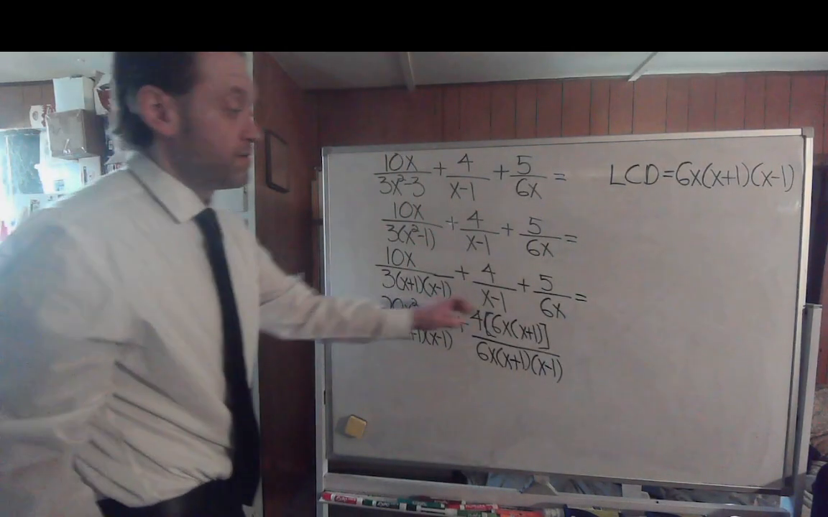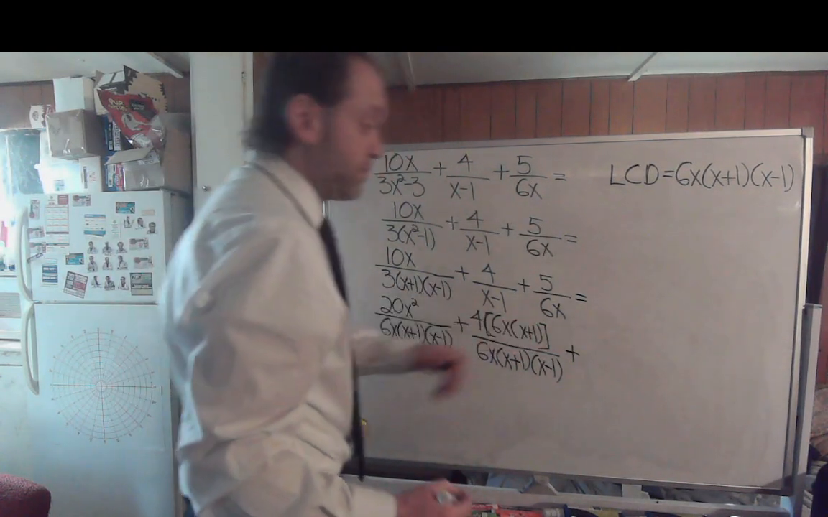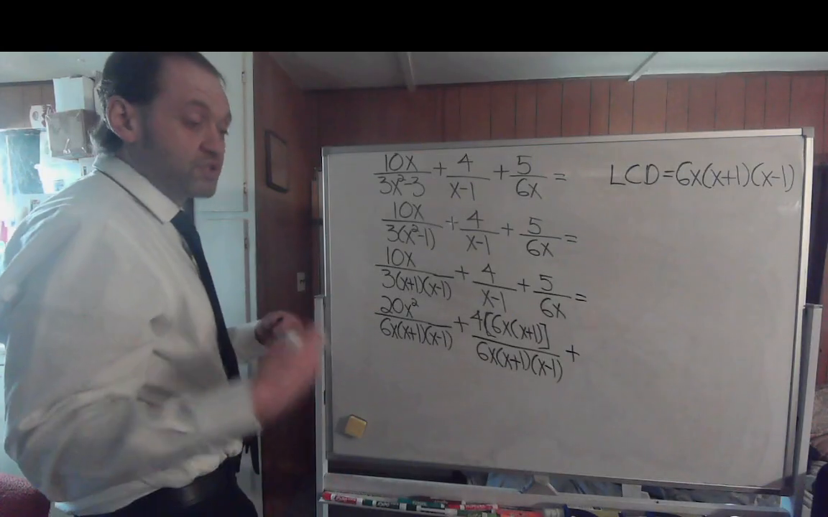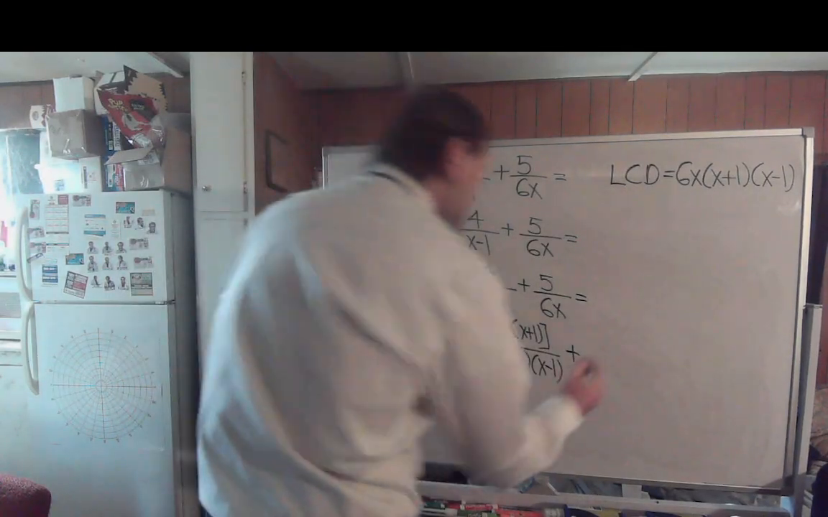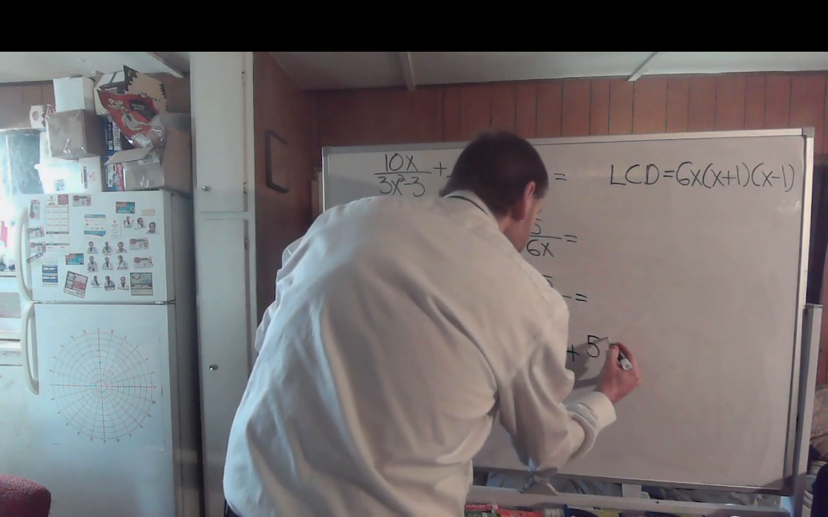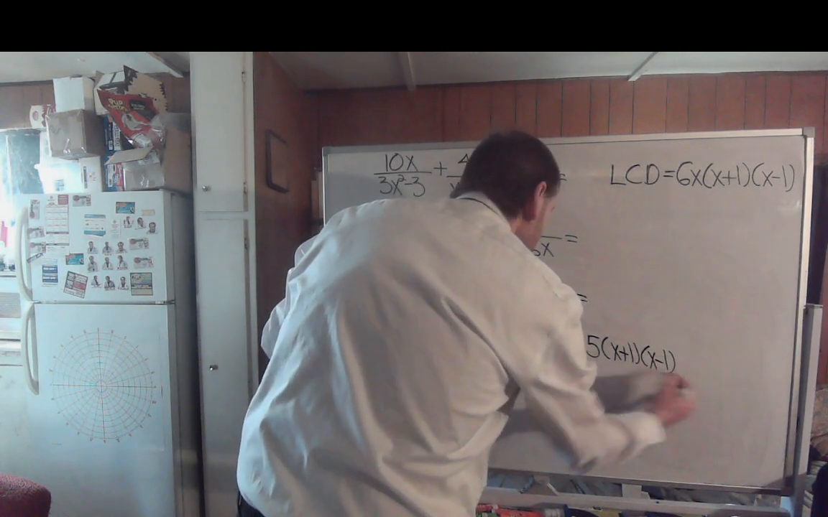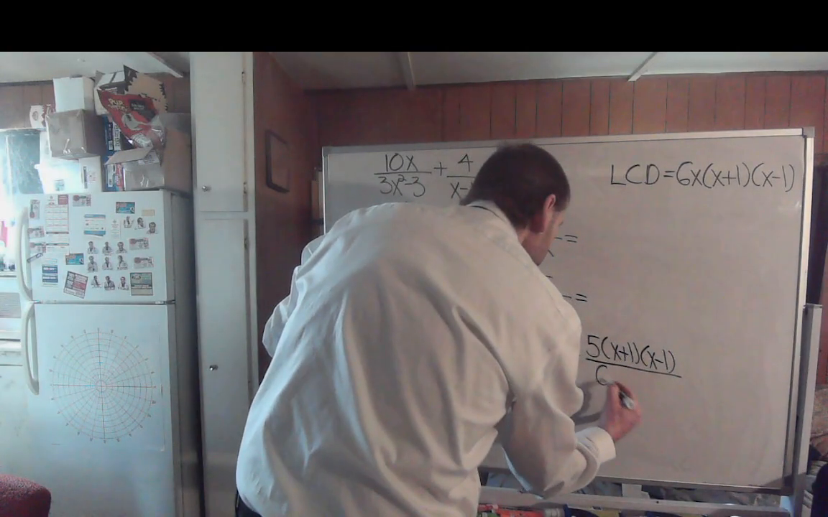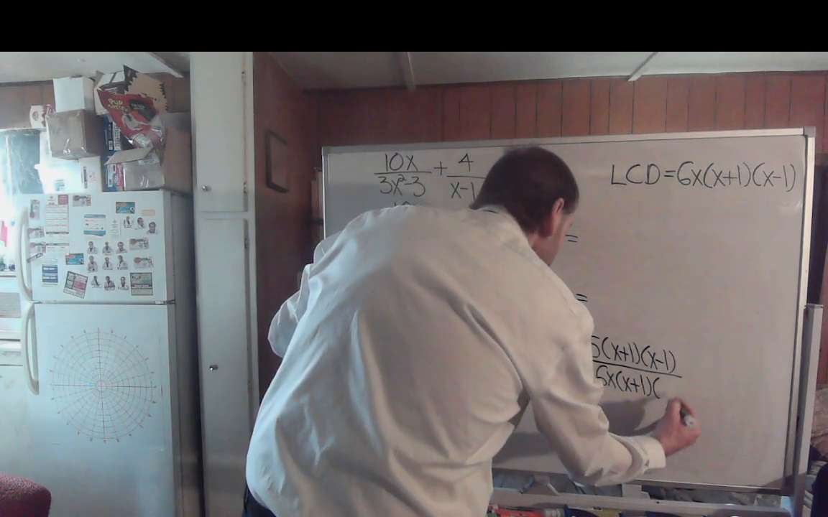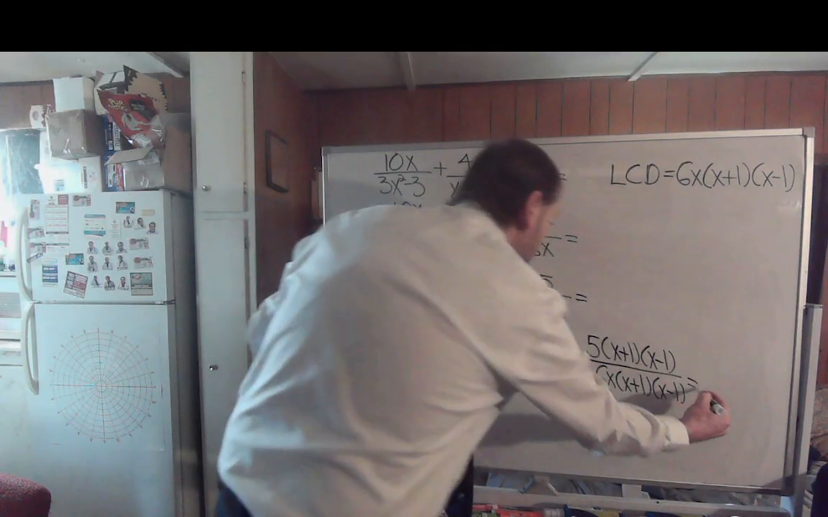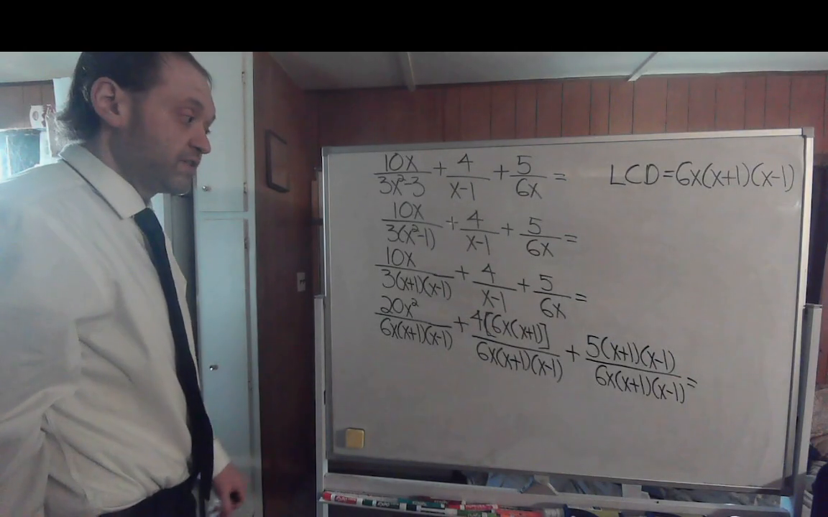And then you have your final term. You at least have the 6x going for you on the third term, but you still need to multiply both numerator and denominator by the x plus 1 times x minus 1. So this would be 5 times x plus 1 times x minus 1 all over 6x times x plus 1 times x minus 1. And now we have the same least common denominator on all three terms. So let's figure this out.